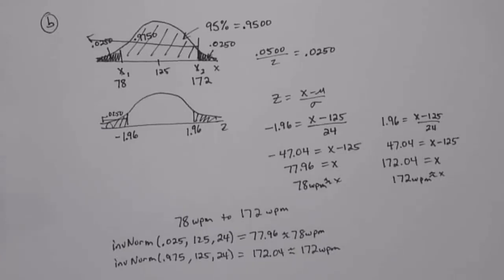So we can either do this by hand using the normal table, we can use the inverse norm command on the calculator, or we can use the normal calculator in StatCrunch. Any one of those options will allow us to figure out problems such as this.